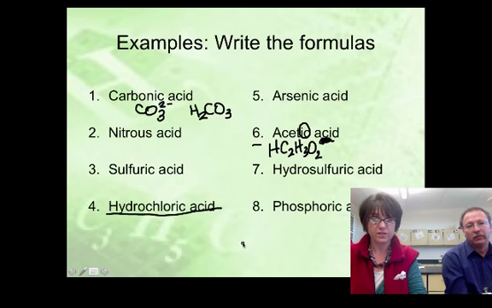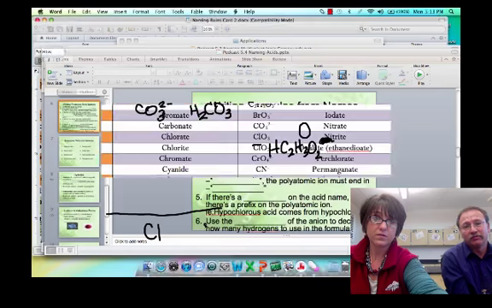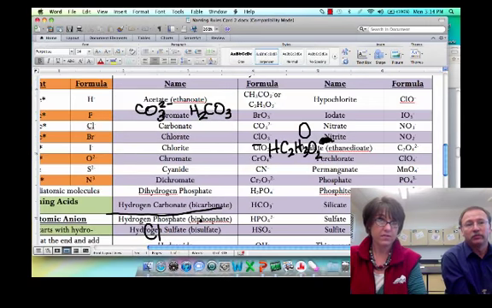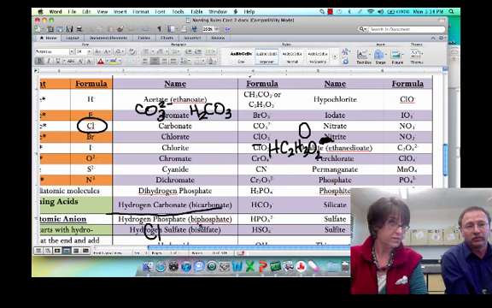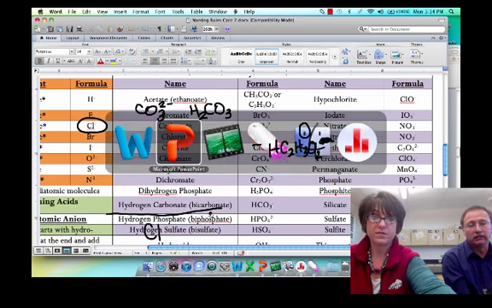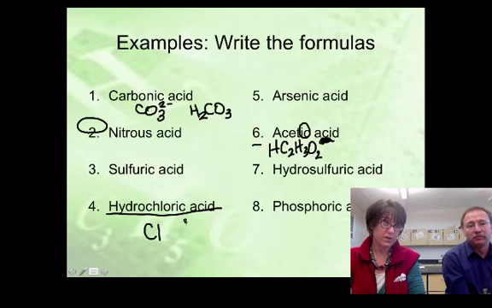If you don't remember, come back to your ion card and find chlorine over here. Look, there it is. Got a 1 minus. So you don't even have to memorize those. And then you put 1 hydrogen in front because it has 1 plus. A 1 plus and a 1 minus is perfect.